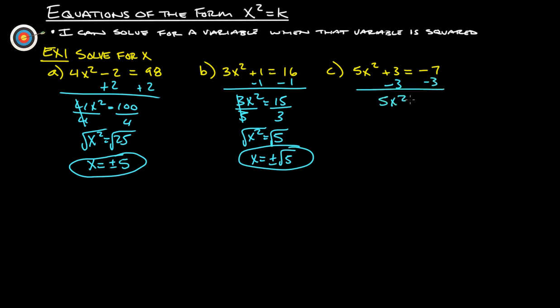For this one here, subtract 3 from both sides. We get 5x squared equals negative 7 minus 3, which is negative 10. Divide by 5, and we get x squared equals negative 2. So we square root both sides, and we get that x is the square root of negative 2, which is not a real answer, so that means there would be no real solutions.